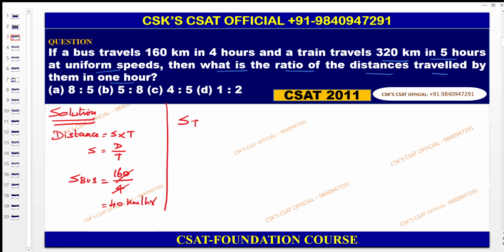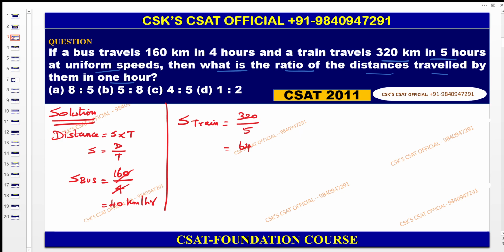Then speed of the train, which is equal to distance traveled, duration is 5 hours. Here you can cancel this one, therefore 64. The question is, what is the ratio of the distance traveled by them in 1 hour? Then here, which is constant? Which is constant? You people know the answer. Okay, Money has answered.